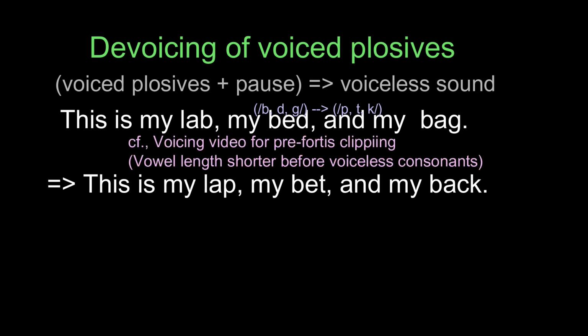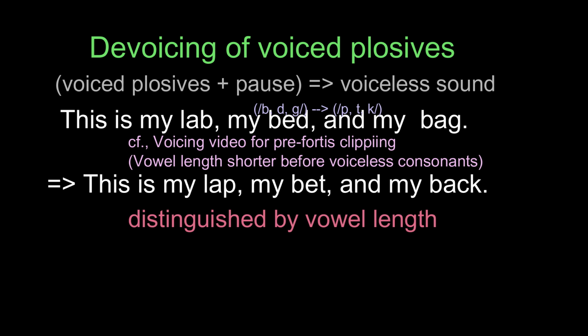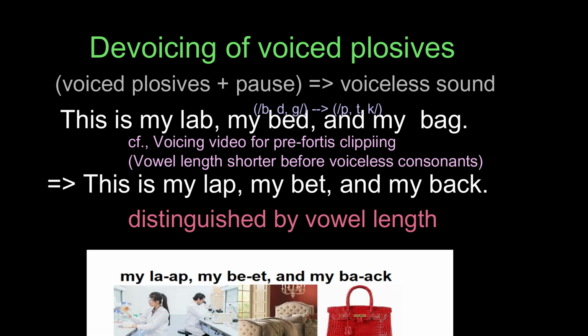So, the vowel length of words with originally voiced consonants is noticeably longer even though their final voiced consonants are devoiced. So, this is my lab, my bed, and my bag will sound like this is my lap, my bet, and my back. This means that words ending in voiced and voiceless obstruents are still distinct, but they are not distinguished by voicing.